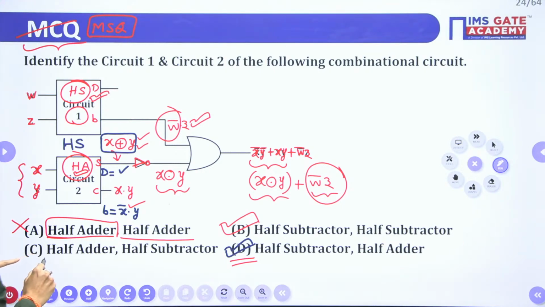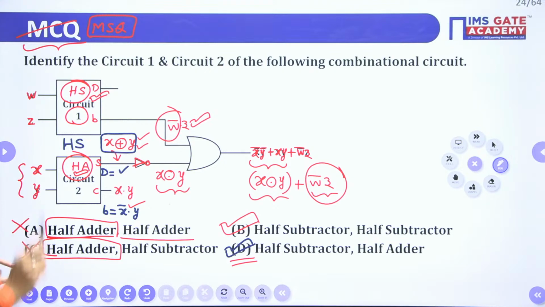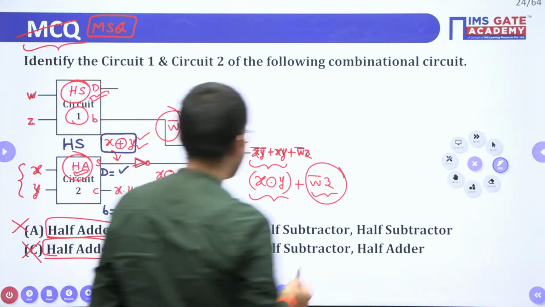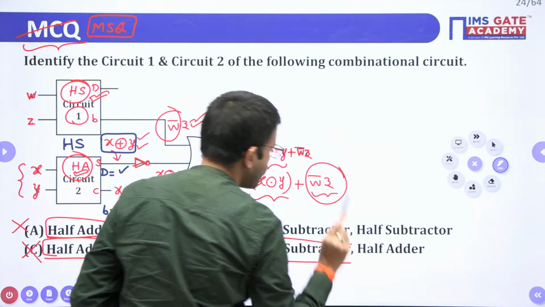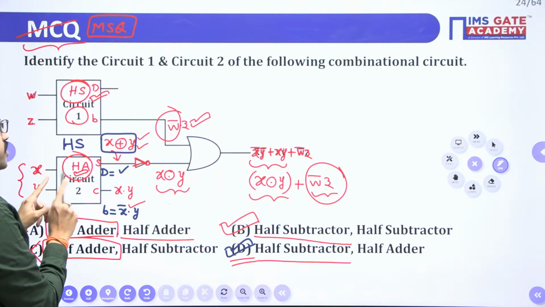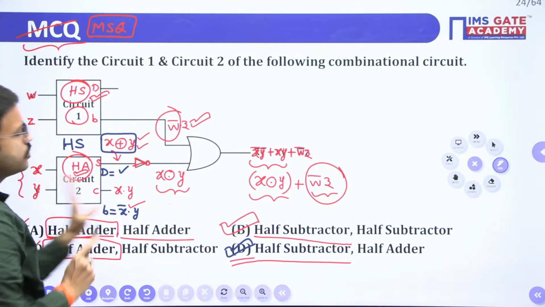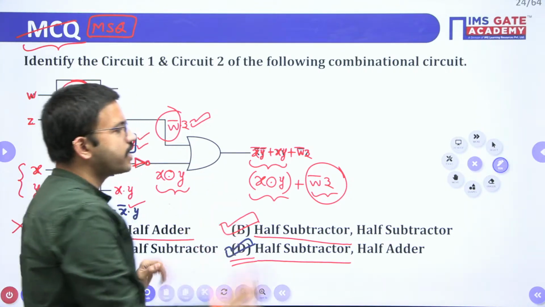Regarding option C, in option C also the first circuit is a half adder, you can eliminate. Is it clear? Regarding circuit 1, it must and should be half subtractor only. With the help of that, you can eliminate option A and option C. Whereas if you observe option B and option D, you are having half subtractor for circuit 1. For circuit 2, either you consider half adder or half subtractor, you will get that answer. So that means both option B and option D are correct for this question.